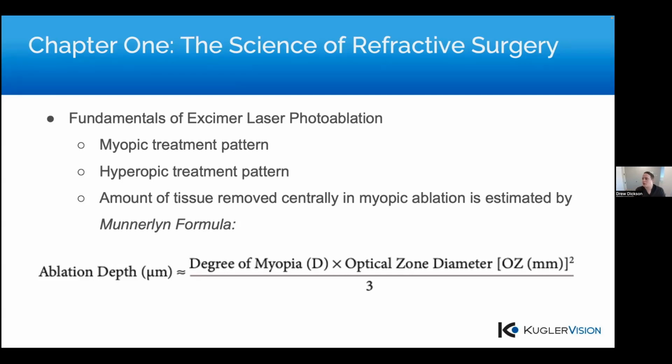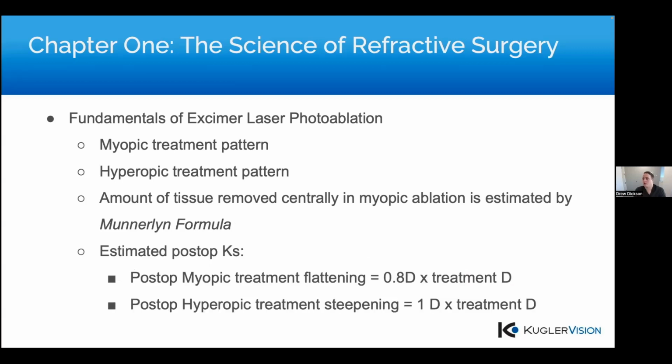And so that's an important formula to tuck away and understand the basic principles of, which is that you're going to remove more tissue the greater the optical zone and the higher the degree of myopia that you're treating. So that's called the Munnerlin formula.